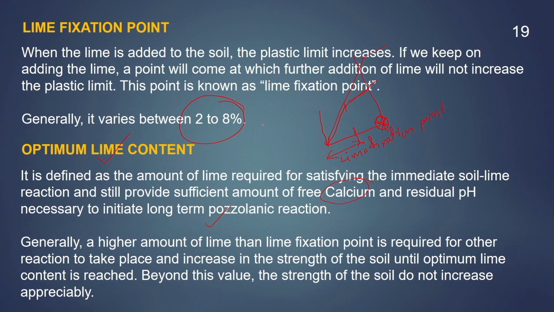So, that is known as lime fixation point, whereas the optimum lime content can be defined as the maximum amount of lime which we can add to the soil to increase the strength of the soil, and beyond that there will be no further increase in the strength of the soil. So, this is known as optimum lime content.